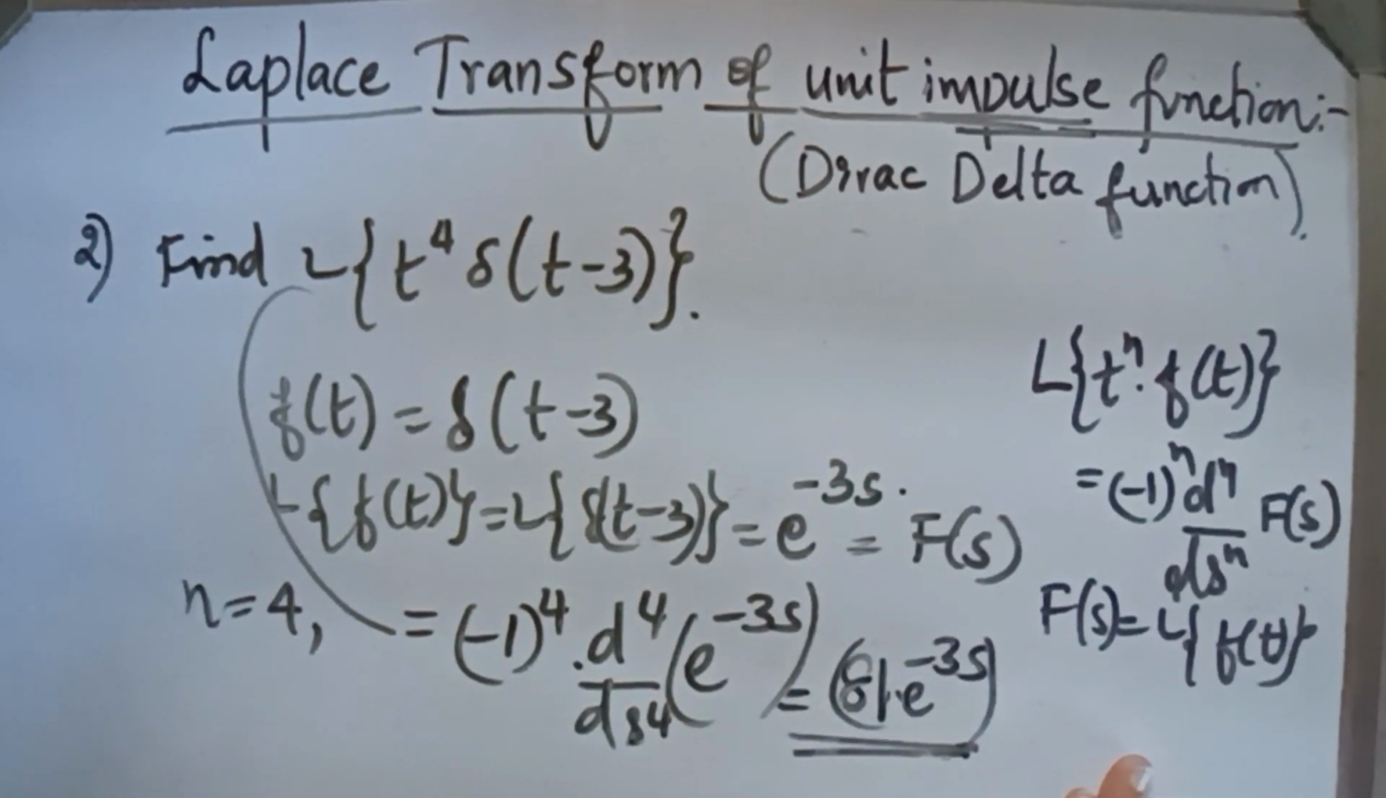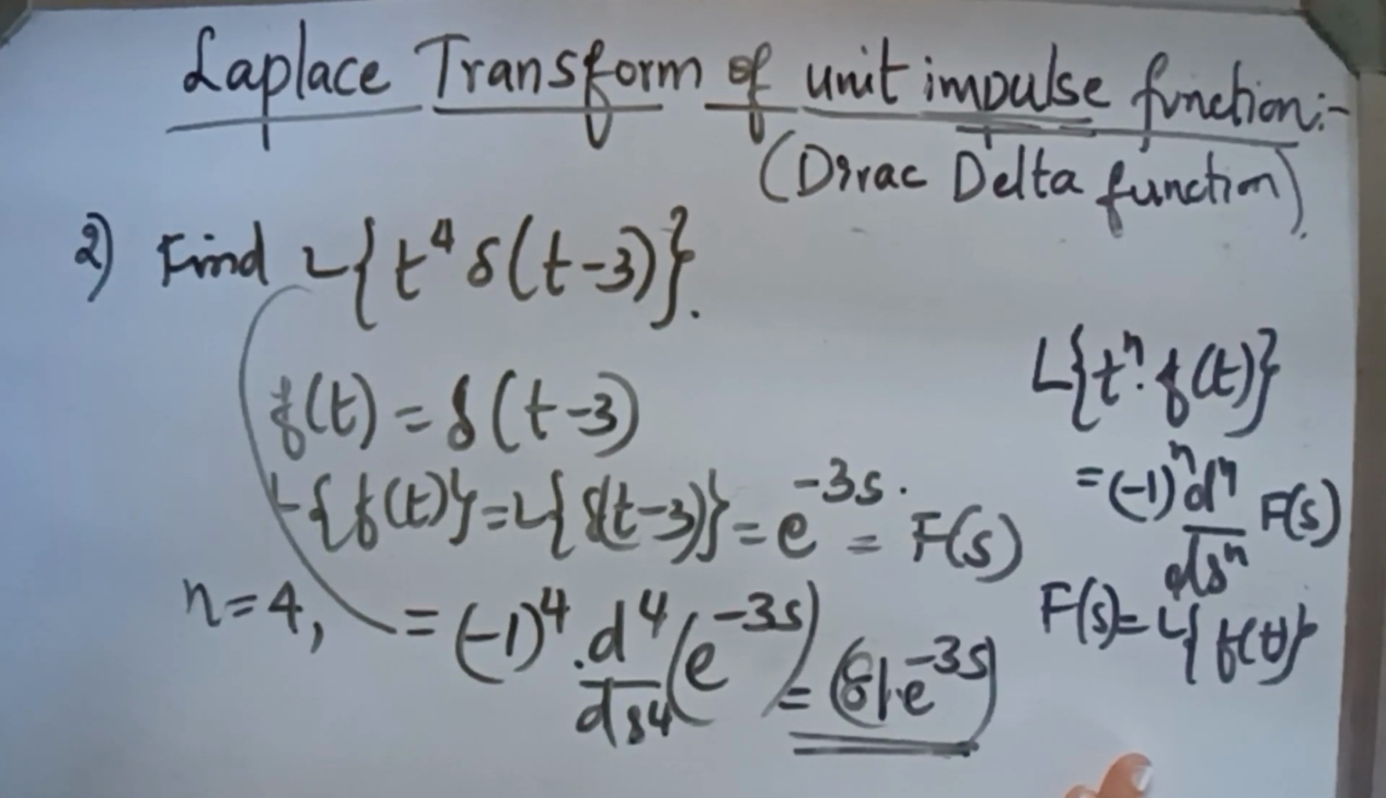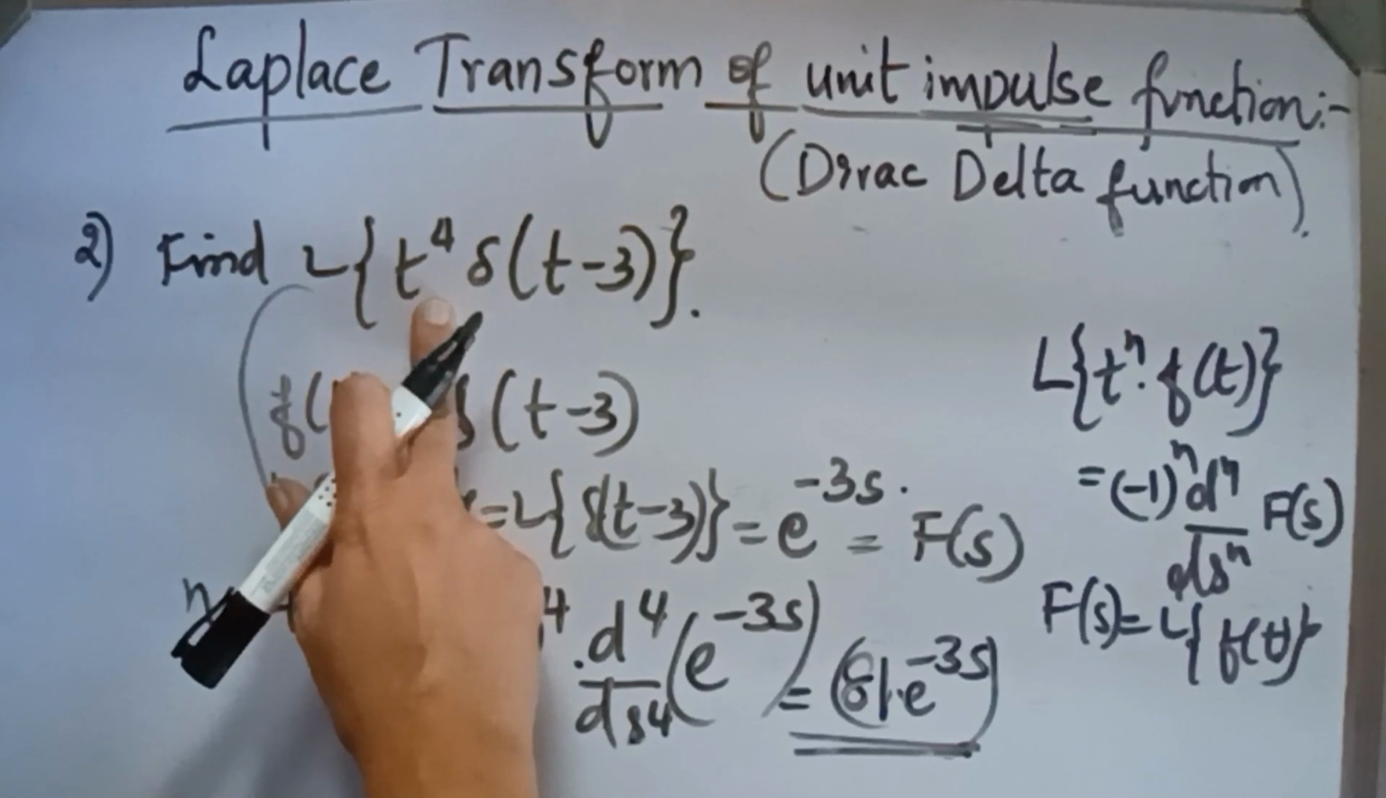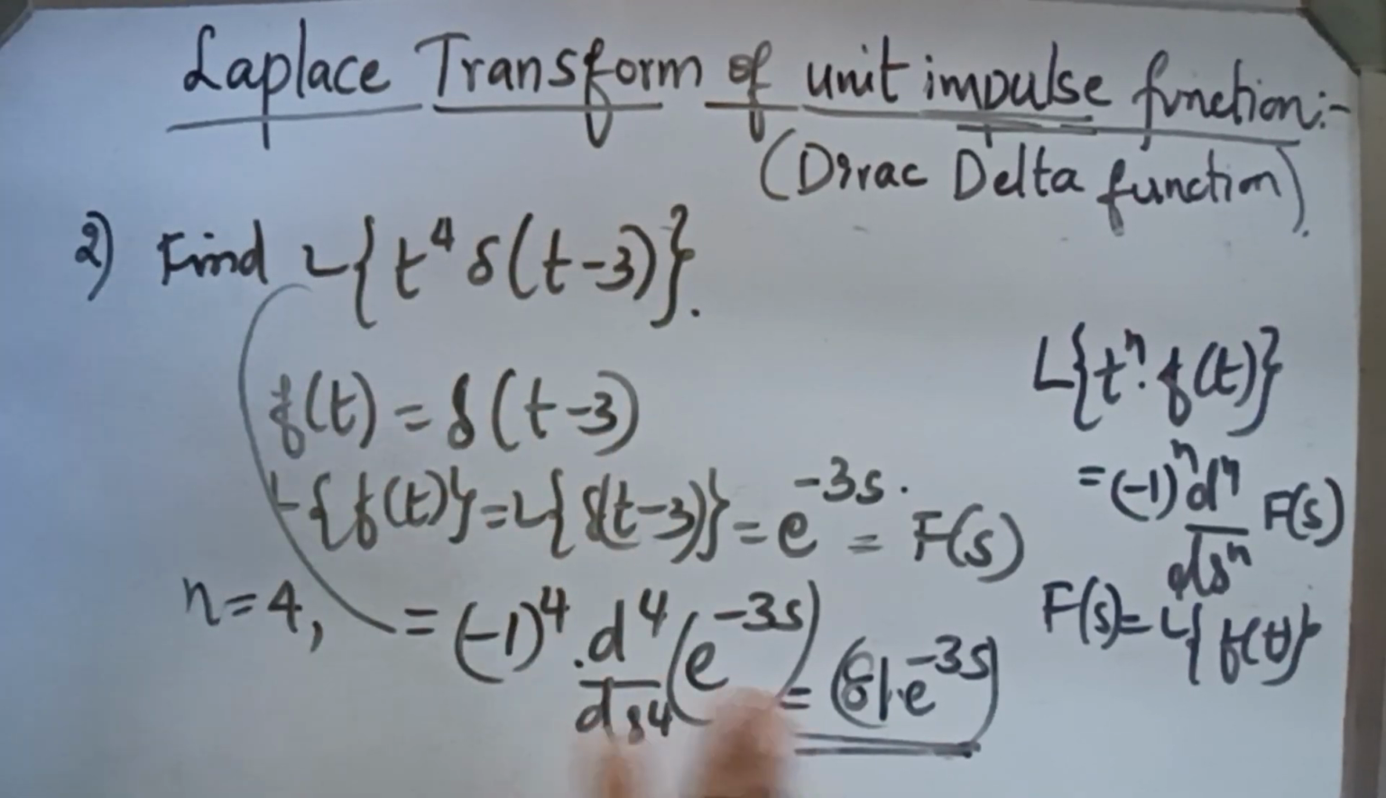This is how to find the Laplace transform of the Dirac delta function or unit impulse function, and using the properties of the Laplace transform, we can solve these kinds of problems.